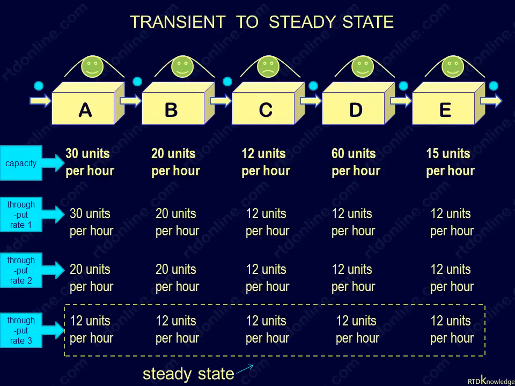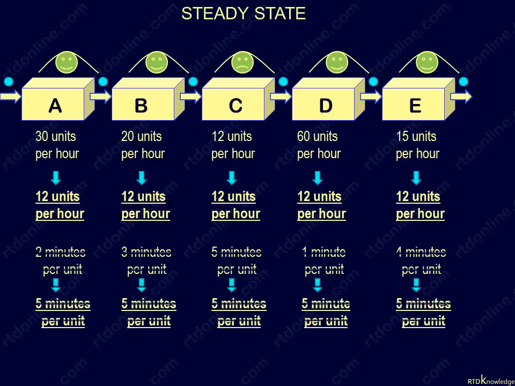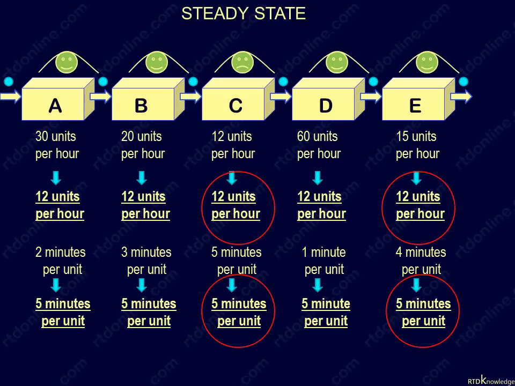To conclude, at steady state, the process capacity and cycle time are set by the bottleneck station. In this example, the final cycle time of the entire process is the steady state cycle time of the last station E, which is 5 minutes per unit, which makes the process capacity equal to 12 units per hour.